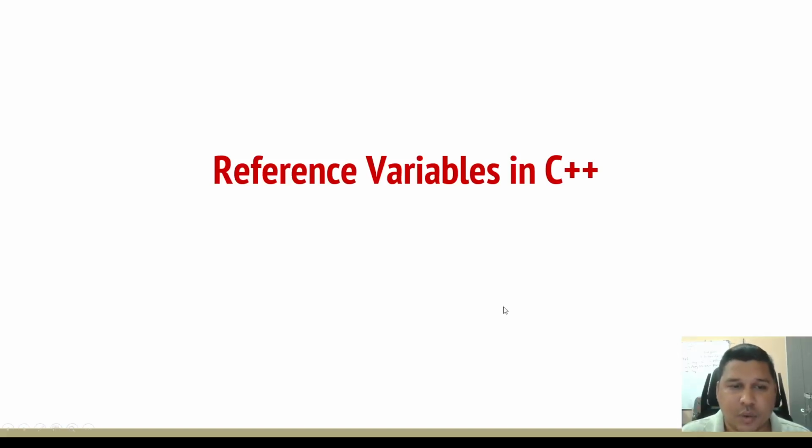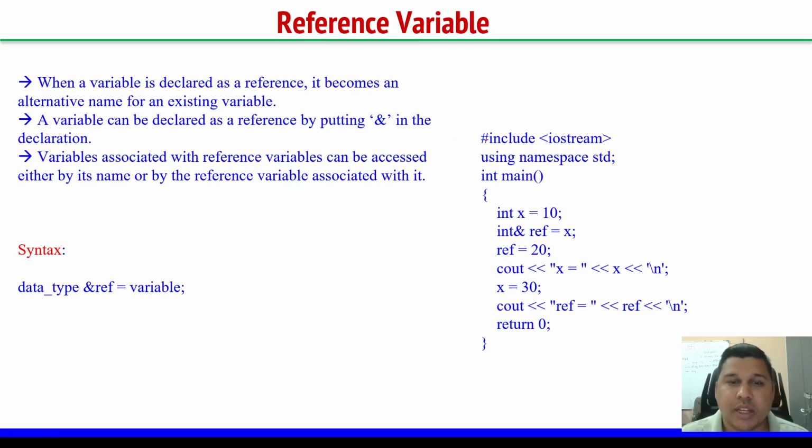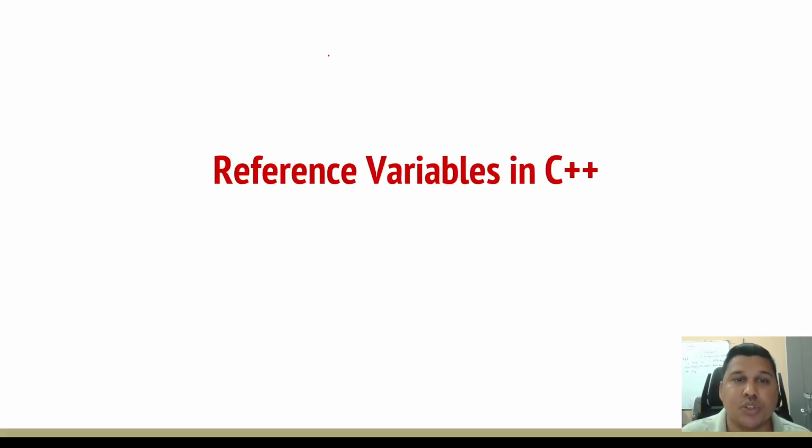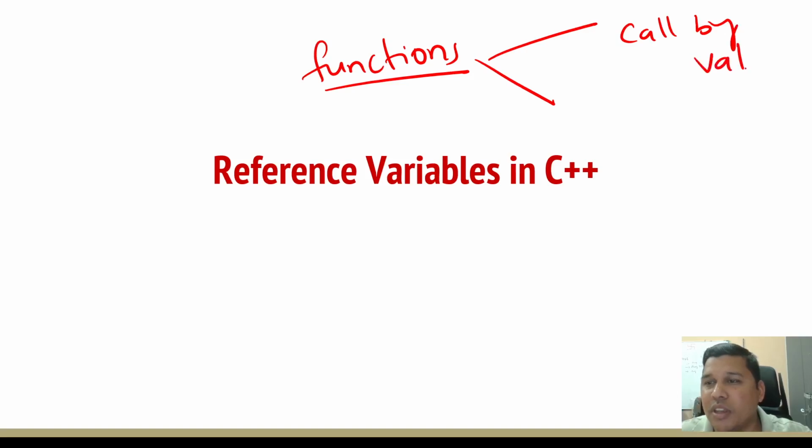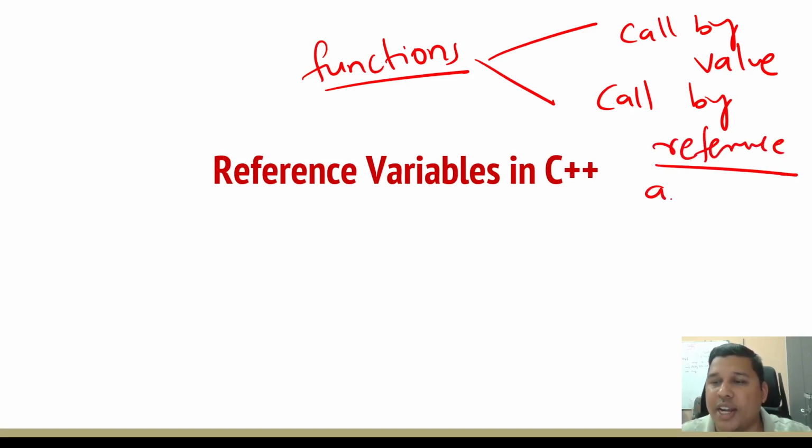Let's understand what is this reference variable. See, when you are using functions, generally you can pass the value. I think you are aware of these two types. One is call by value and the other is call by reference. Reference, or sometimes they call it as address, right? So we have these two schemes in functions.